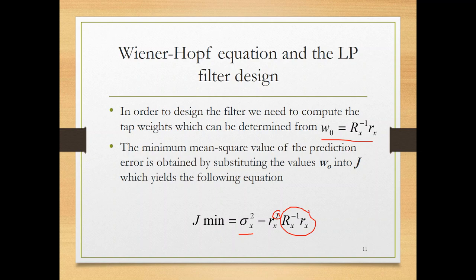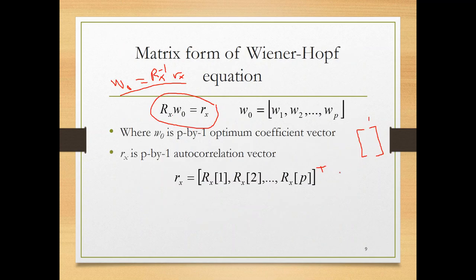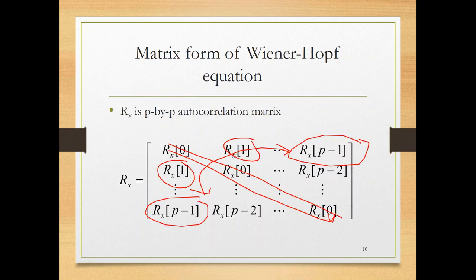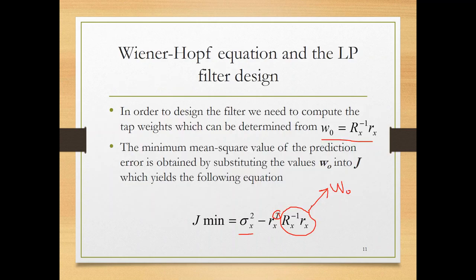Note that this value is exactly equal to W naught. Is that true? Why can't you take a transpose of Rx? Rx capital or small? Here we defined it already transposed. Here we should put transpose. It's already a column. It's given that it's transpose.